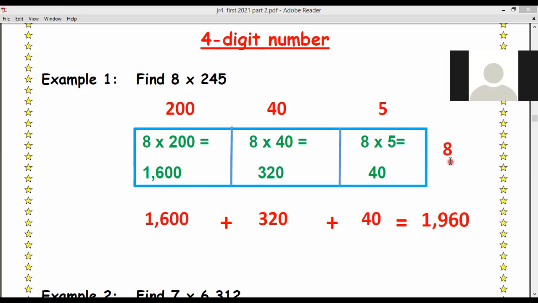So 5 times 8, the area of this rectangle will be length times width. So 5 times 8 equals 40. And the area of the second rectangle will be 40 times 8, it will be 320. And the third one will be 8 times 200, it will be 1600. After this, I'm gonna take all of these answers and make it plus. So it will be 40 plus 320 plus 1600. So the answer will be 1960.